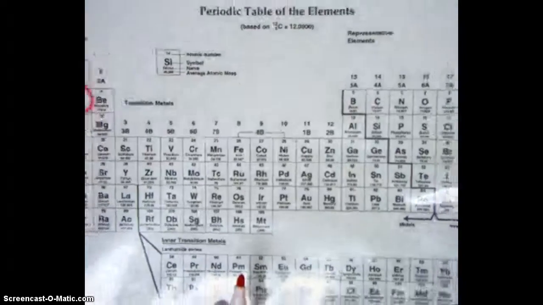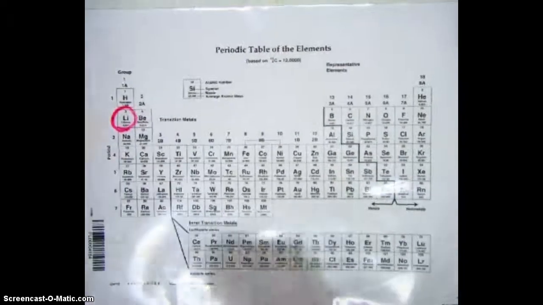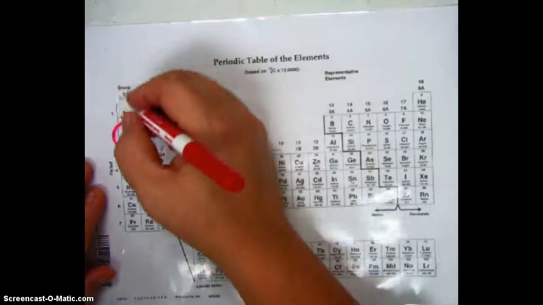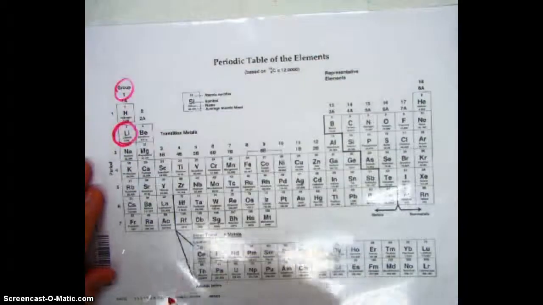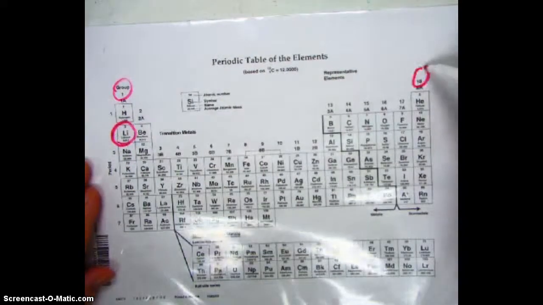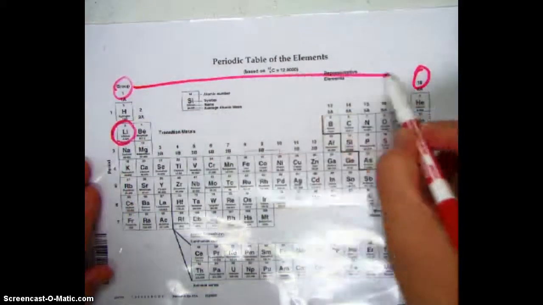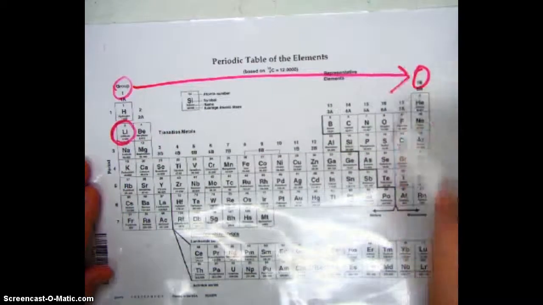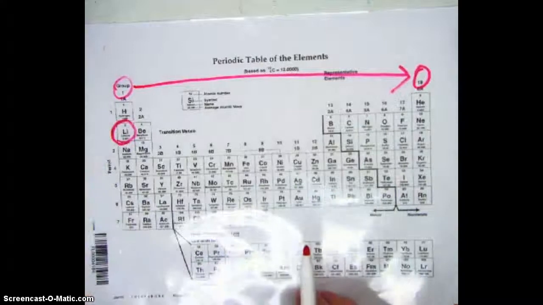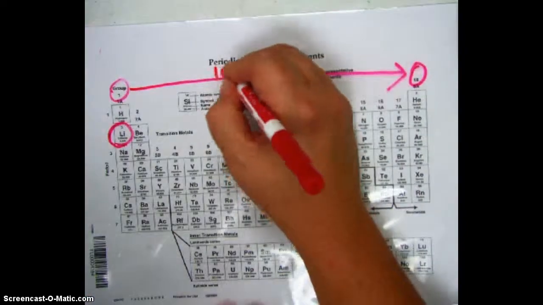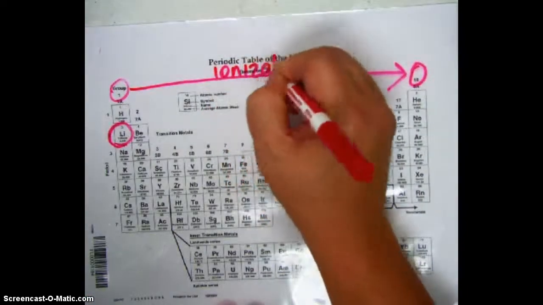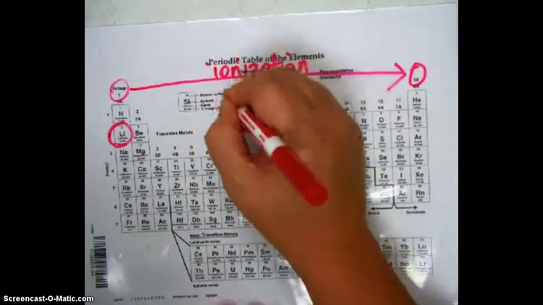And what we need to remember is in the periodic table, as we go from group 1, which is the leftmost, to group 18, the rightmost, the energy to remove an electron from its valence shell increases. And we call that ionization energy.